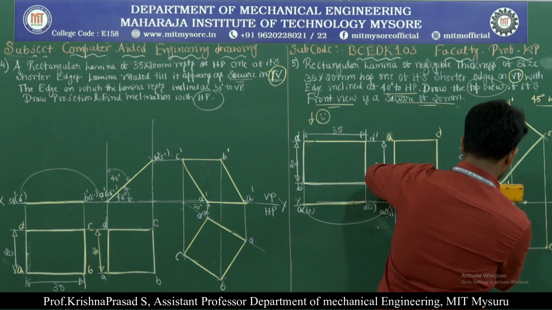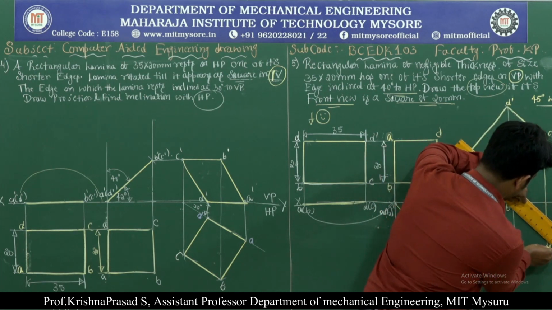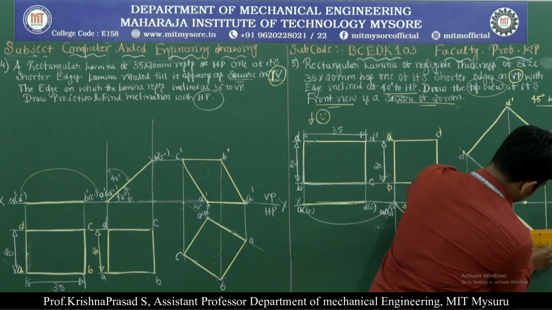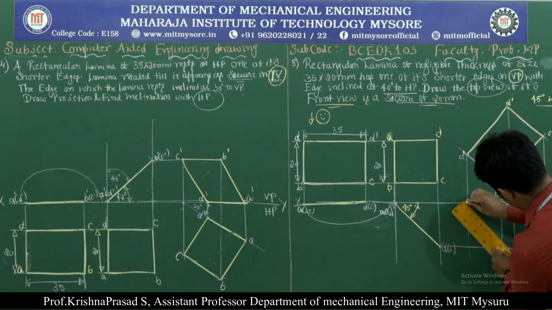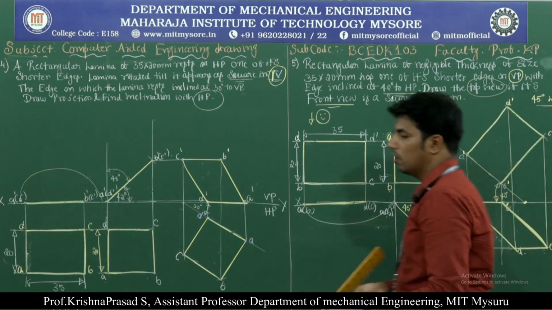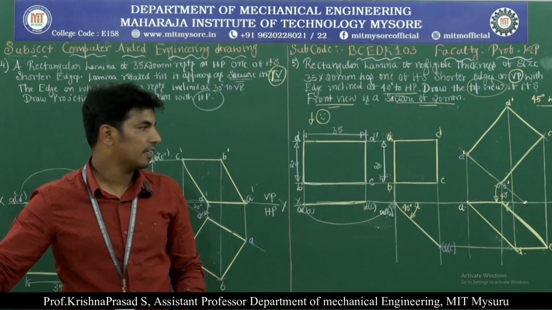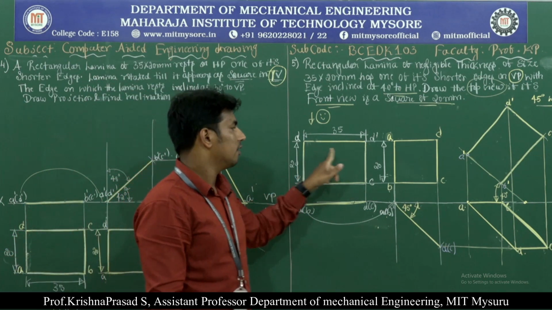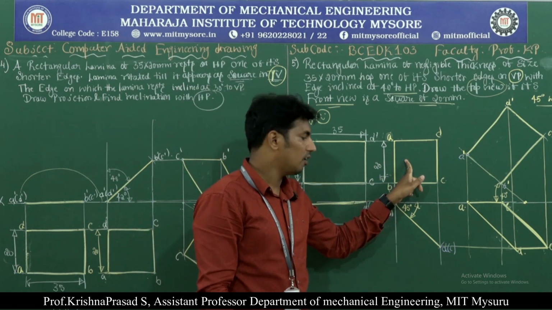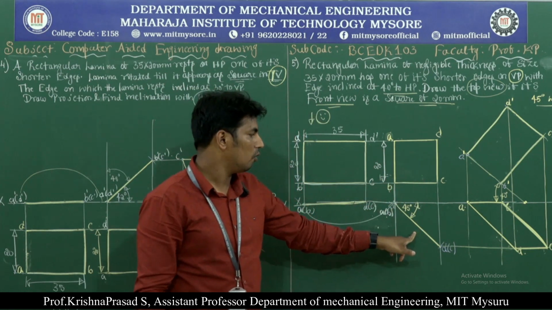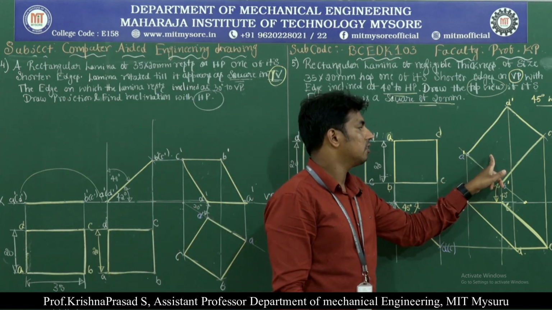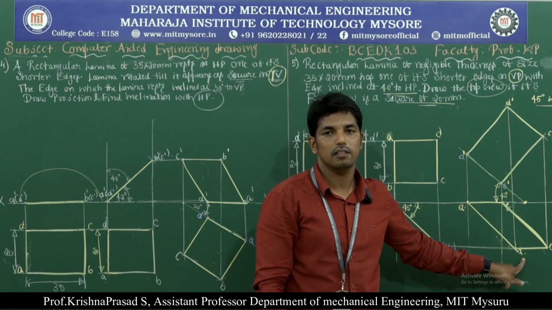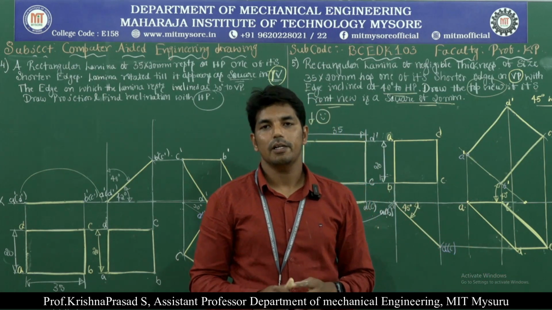Now complete the figure: AB, BC, CD, and AD. So this is the final position of the rectangular lamina. That means the rectangular lamina is kept on one of its shorter edges on VP, and it appears as a square in the front view. The angle we are getting is 45 degree to VP. Then the lamina is resting at 40 degree to HP on one of its shorter edges, and in the final position it looks like this. So this completes the rectangular lamina. Thank you.